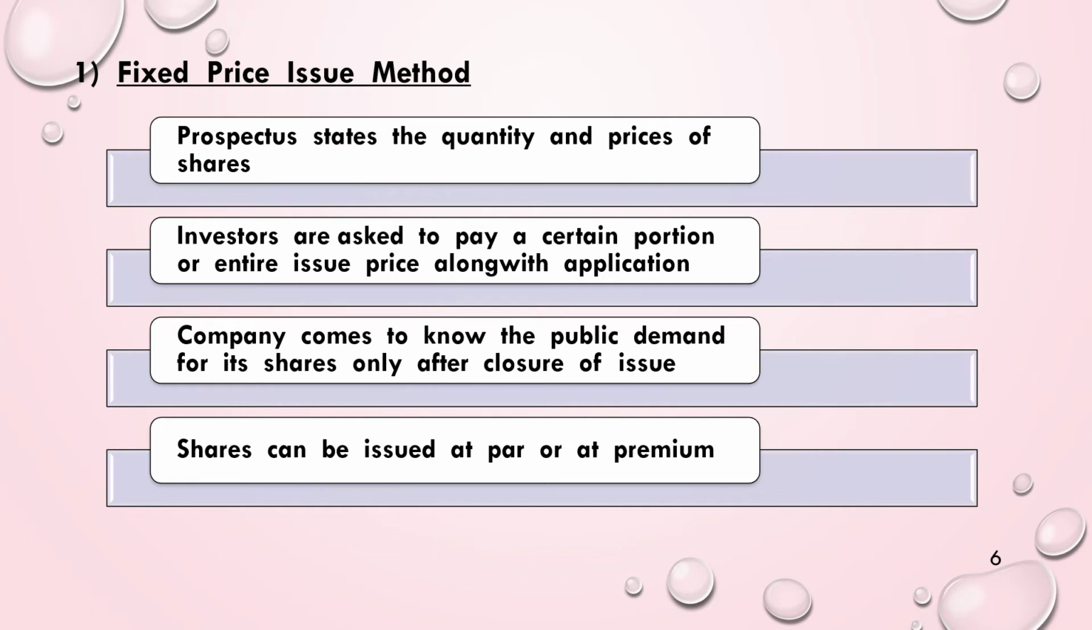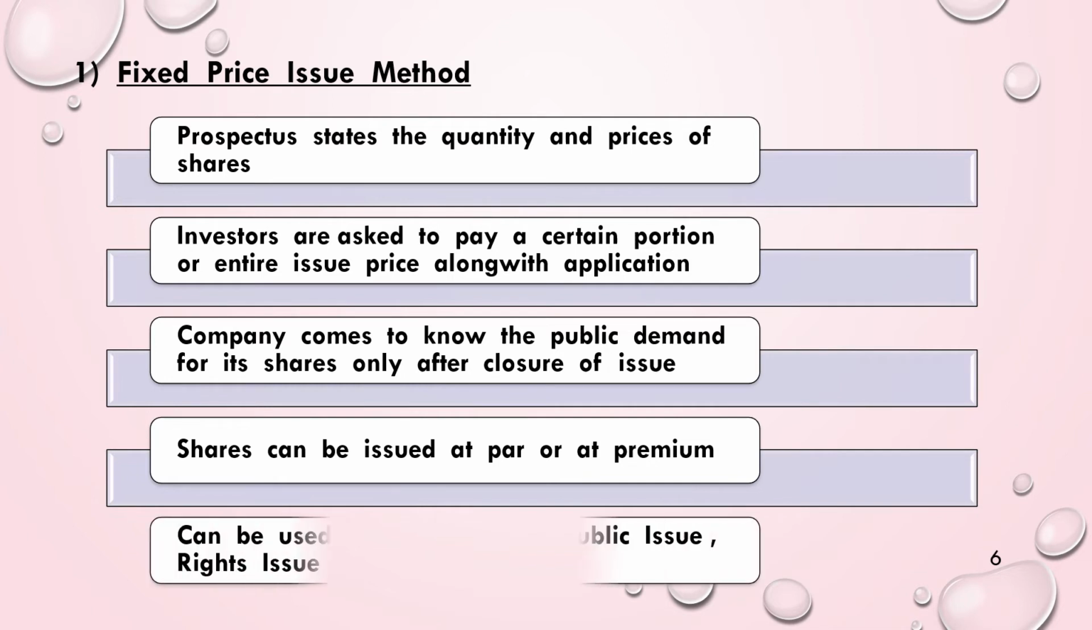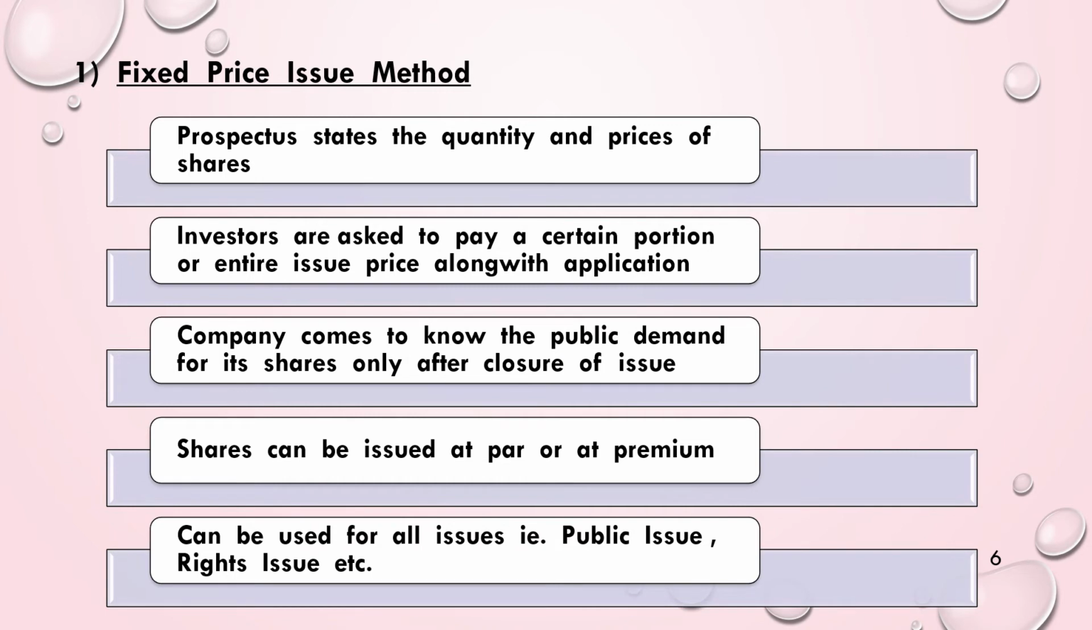For example, a share having a face value of rupees 10, if issued at rupees 12, is called issue at premium. Lastly, the fixed price issue method can be used for making all types of issue of shares, that is, whether a company makes a public issue or a rights issue.